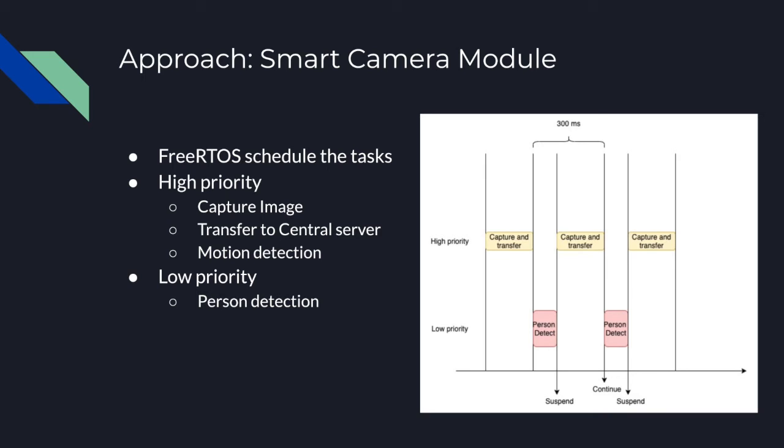I set those tasks to execute every 300 milliseconds so that the lower priority person detection task can have time to execute. On the right, the graph shows the schedule of the tasks. You can see that the person detection is suspended because the program had to make resources available for the capture and transfer, as well as motion detection.